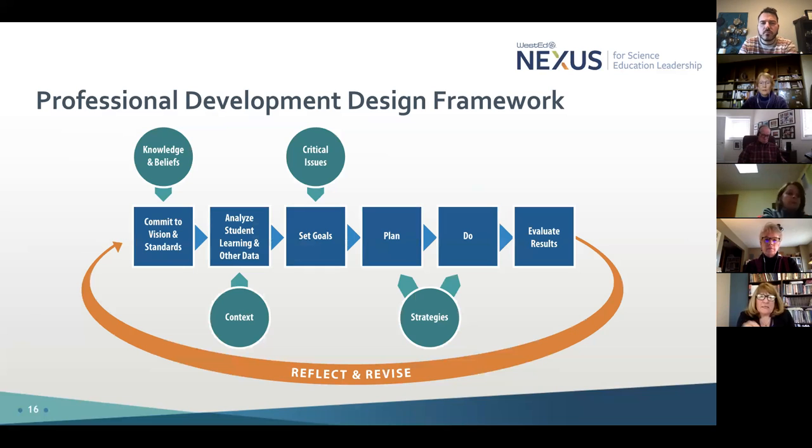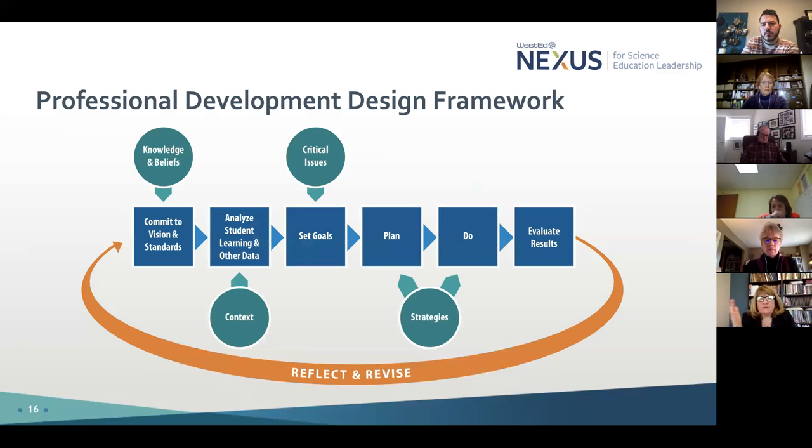So basically, the PD design framework, if you're not familiar with it, is a process that you can use to design and plan implementation of PD. At the very center of the framework, illustrated in the blue boxes connected with the horizontal arrows, is the PD design, professional development design and implementation process.